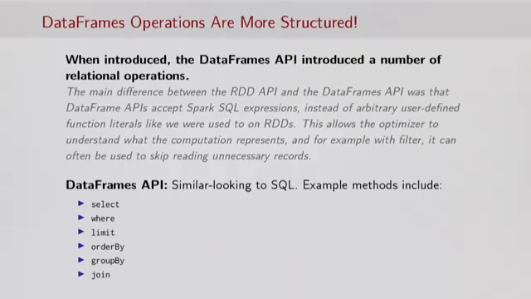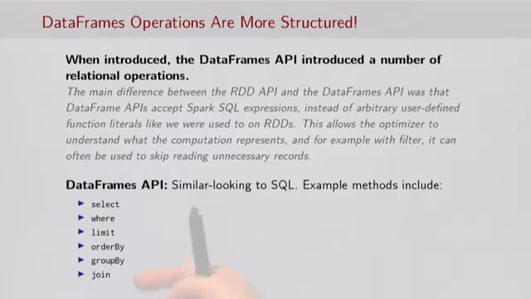So the main difference between the RDD API and the DataFrames API was that when introduced, the DataFrames API was designed to accept just these Spark SQL expressions instead of arbitrary user-defined function literals like we used all over the place when we were learning about RDDs. And the reason for this was to give the optimizer a restricted set of operations that it already knew how to optimize based on. So these relational optimizations, it needed relational operations to do those relational optimizations, right?